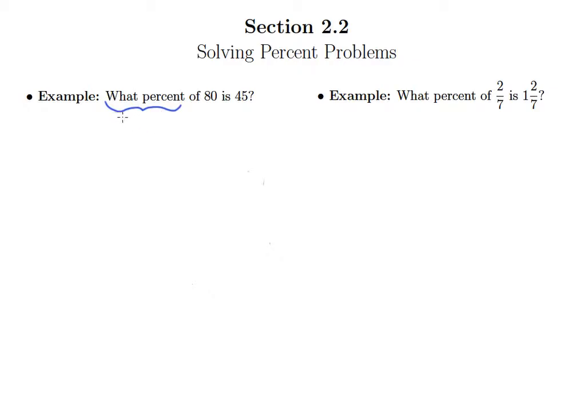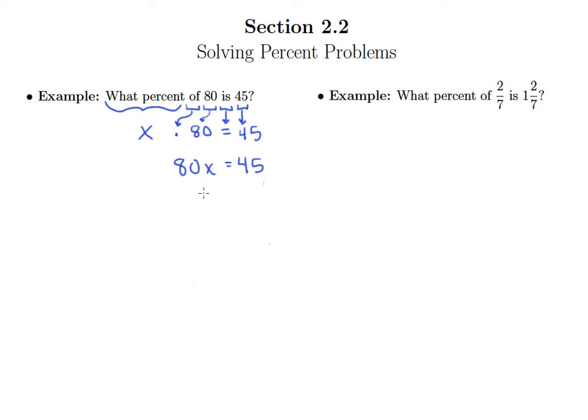So just working our way across, what percent, that indicates we don't know the percent, so that'll be our x. Of, remember, means times 80. Drop that straight down. And of course, is means equals, and then 45. All right, now to clean this up a little bit, remember that we like to put the coefficient with x in front. That's the convention, so it's 80x equals 45.